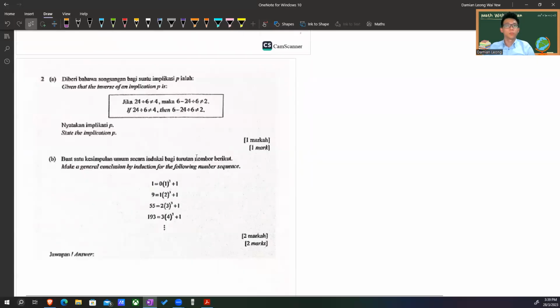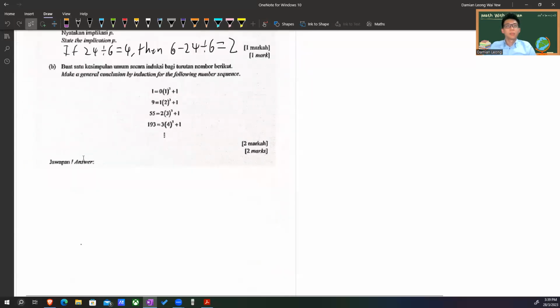Then question 2. Part A, state the implication of P. Given that the inverse of an implication P is this, inverse means I negate both statements. So this is the inverse of the implication, which means the implication would be without the negation. That means if 24 divided by 6 equals 4, then 6 minus 24 divided by 6 equals 2. Instead of not equal, it becomes equal.